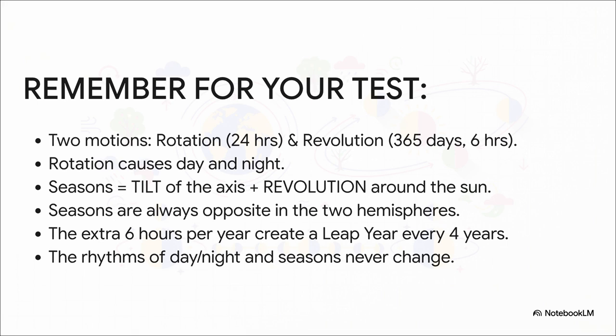3. The seasons are caused by the tilt of the axis and the Earth's revolution. 4. Because of that tilt, the seasons are always opposite. When it's summer up north, it's winter down south. 5. Those extra 6 hours from revolution add up to create a leap year every 4 years. And finally, all of these rhythms, day, night, the seasons, they never, ever change.